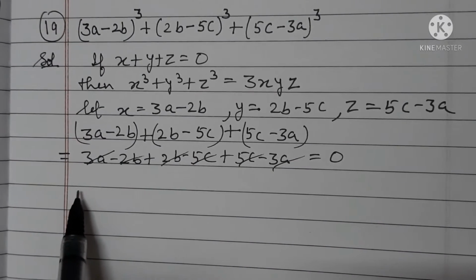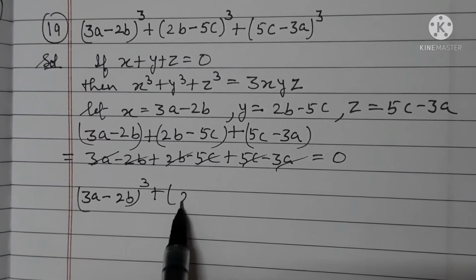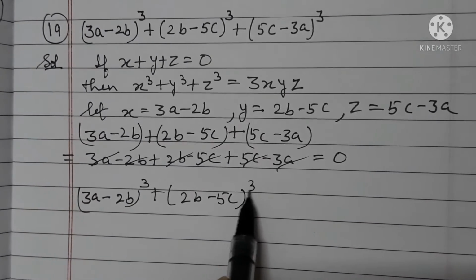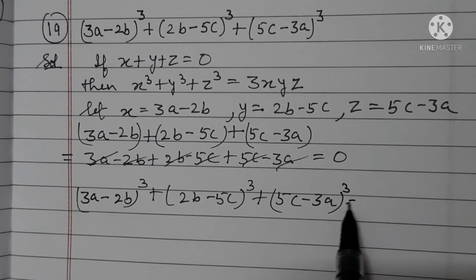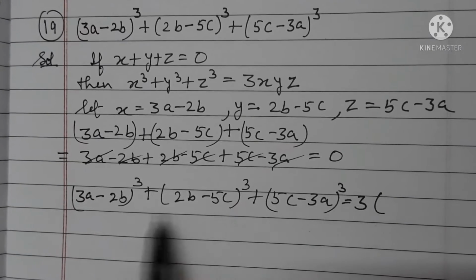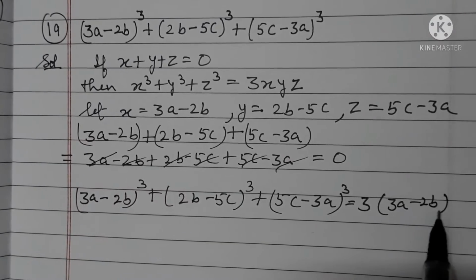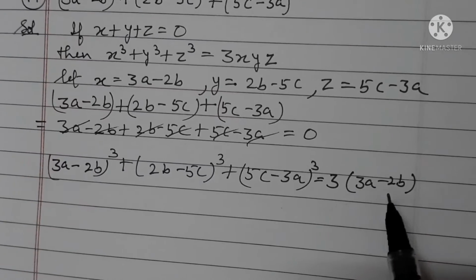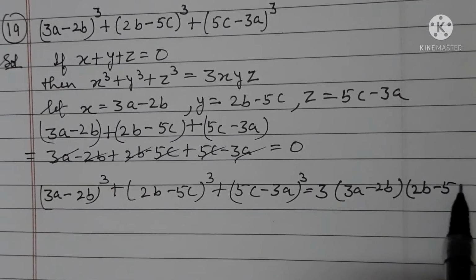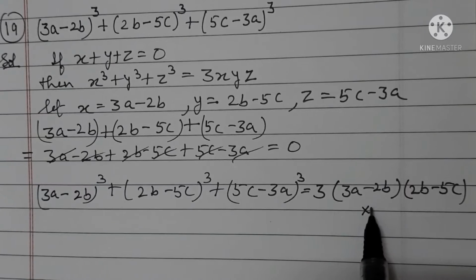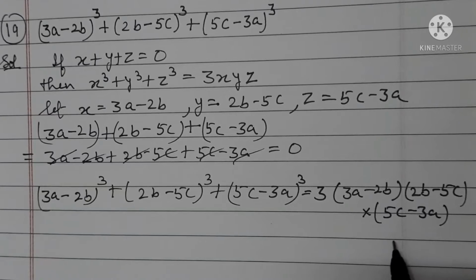So write here: 3a minus 2b whole cube plus 2b minus 5c whole cube plus 5c minus 3a whole cube is equal to 3 into xyz, means 3 into 3a minus 2b into 2b minus 5c into 5c minus 3a. These are the factors. Answer.